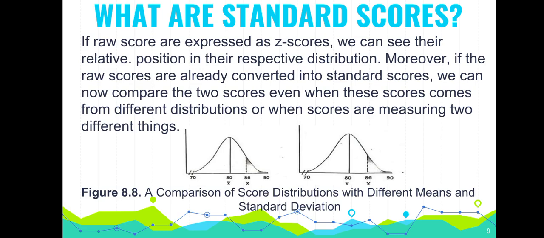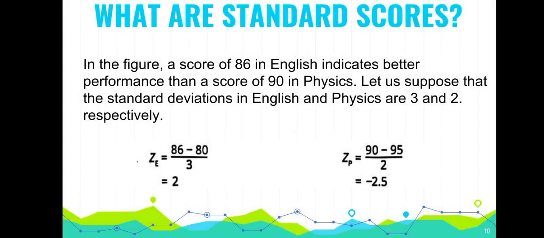So ito po ang kanyang sample. So it shows a comparison of score distribution with different means and standard deviations. So in the figure na nakita nyo po kanina, a score of 86 in English indicates better performance than a score of 90 in P6. So let us suppose that the standard deviation in English and P6 are 3 and 2. So yung English, ang standard deviation niya is 3 and ang P6 naman is 2.